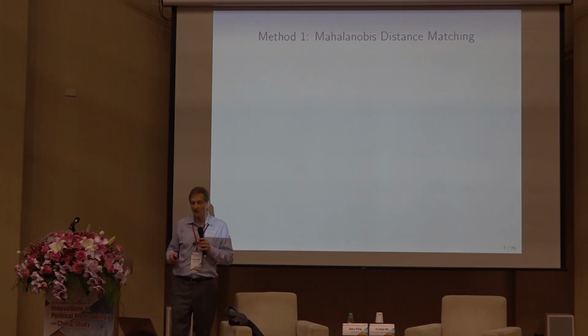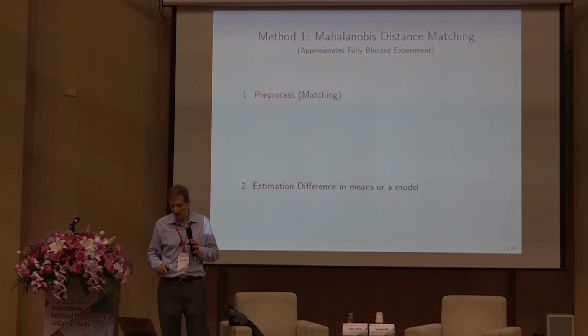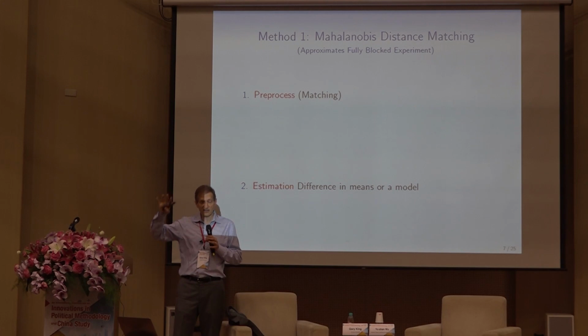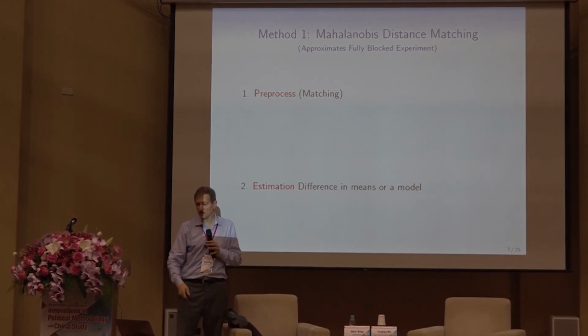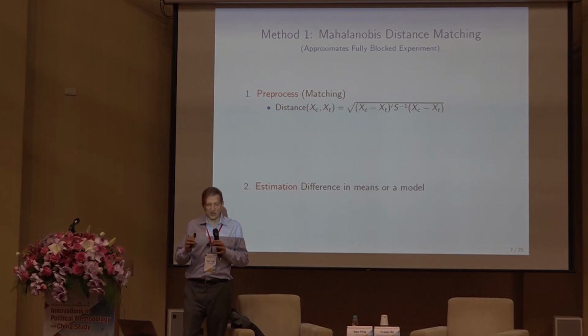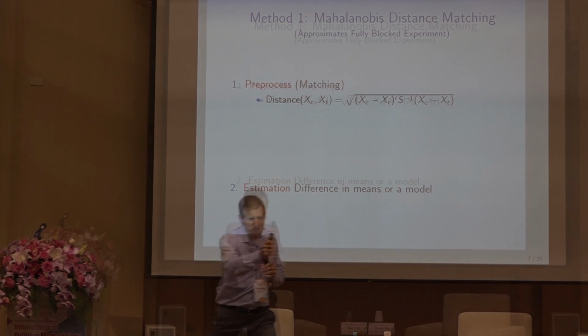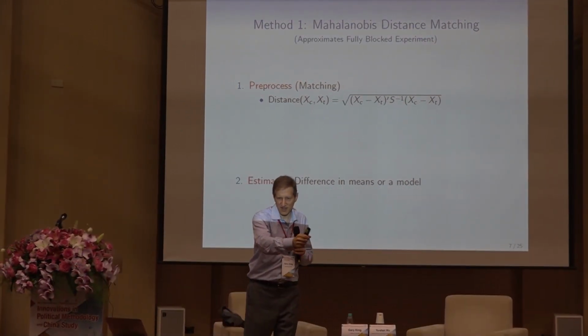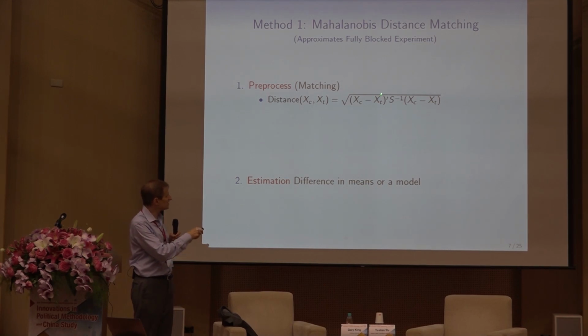So first is Mahalanobis distance matching. It approximates a fully blocked experiment, not merely complete randomization. The general idea is you pre-process with matching, then run whatever statistical procedure you're going to run. The way the matching works is you take each unit and figure out the distance to another unit that didn't receive treatment. And how do you measure distance? This is the Mahalanobis distance. It's basically like the Euclidean distance, but standardized.